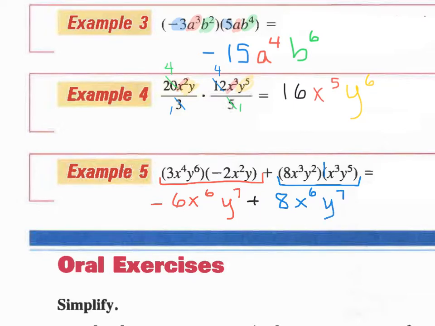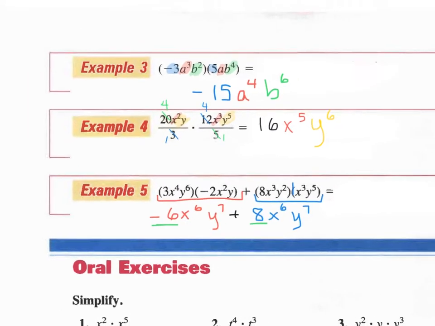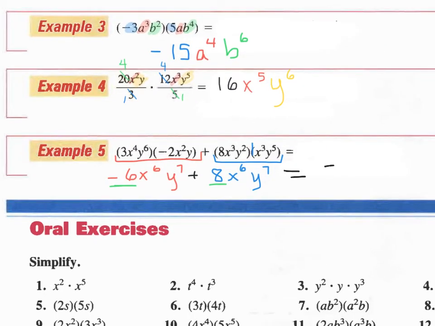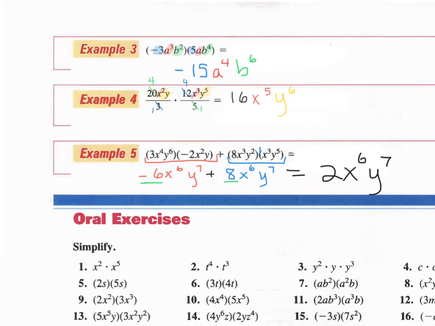Notice now they have exactly the same letters with exactly the same exponents. So now my final step is I can add these coefficients. So -6 plus 8 is going to give me a final answer of 2x to the 6th y to the 7th. So this is how we multiply and add all together.